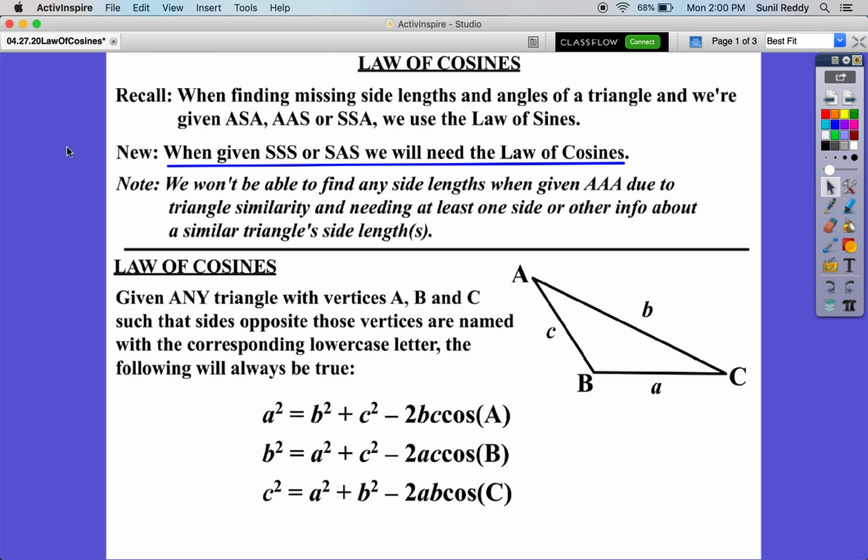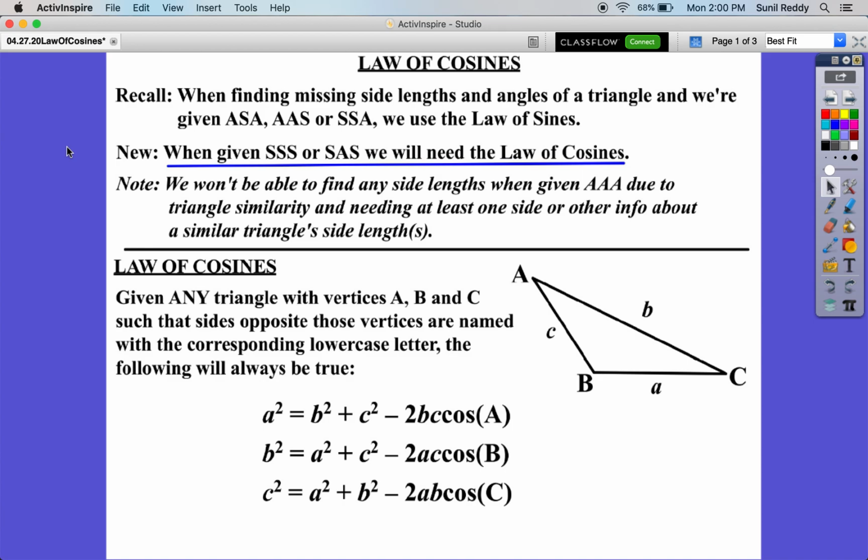Okay, so in this class, we're going to be talking about the law of cosines. Last week, we dealt with the law of sines. And if you remember, we used the law of sines anytime we were given two angles of a triangle and the side between them, but nothing else, and we were asked to find the missing information.